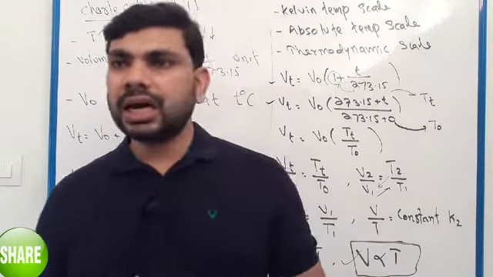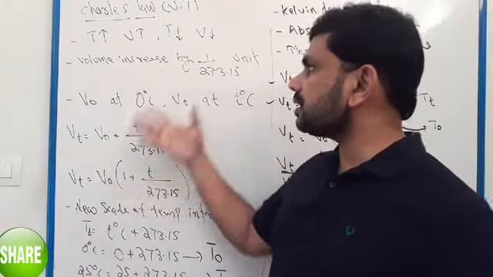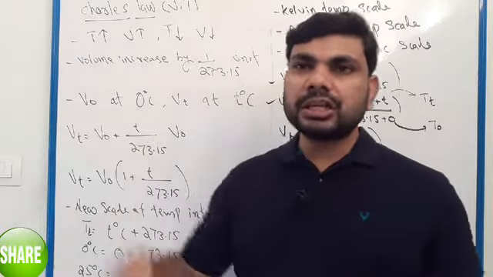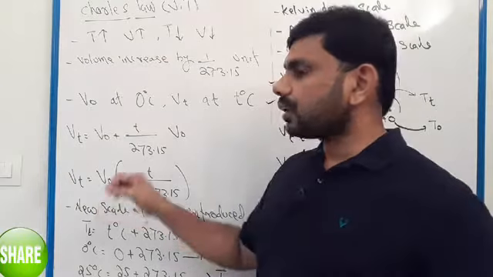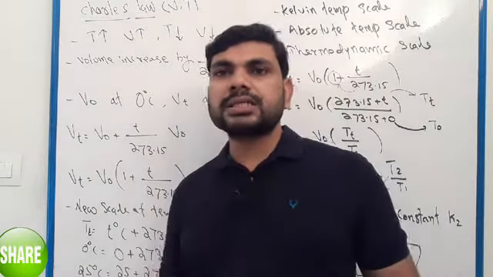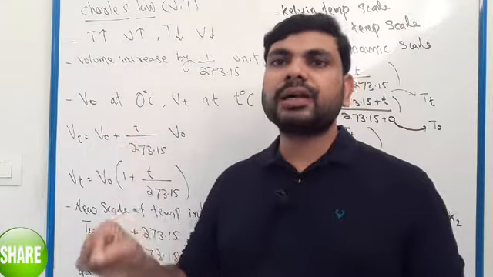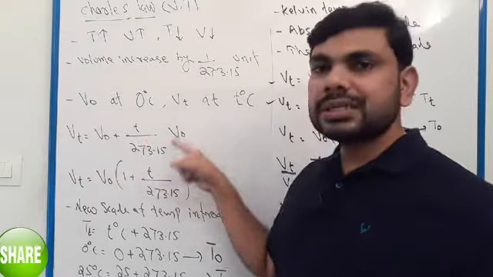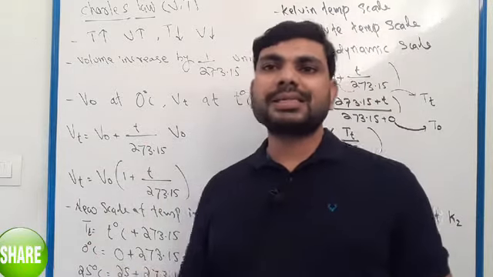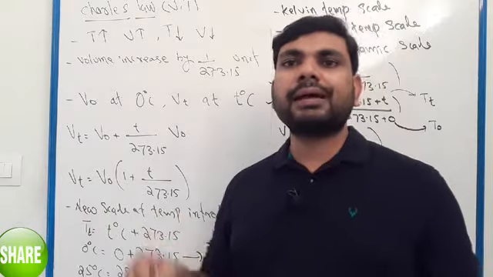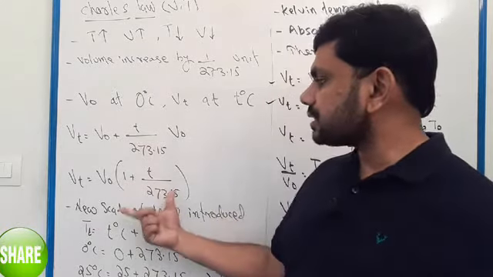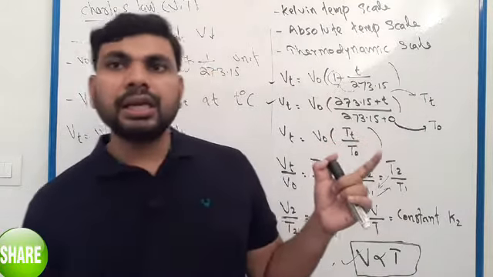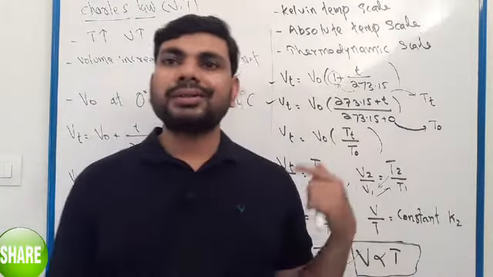Clear? So here Charles' law, we started from here. Charles did many experiments. He found that when temperature increases, volume also increases. When temperature decreases, volume also decreases. When we increase temperature by 1 degree Celsius, volume increases by 1 divided by 273.15. He introduced this equation Vt equal to V0 plus T divided by 273.15 into V0. Then we can write like this. This new temperature scale is called absolute temperature scale, Kelvin temperature scale, or thermodynamic scale.